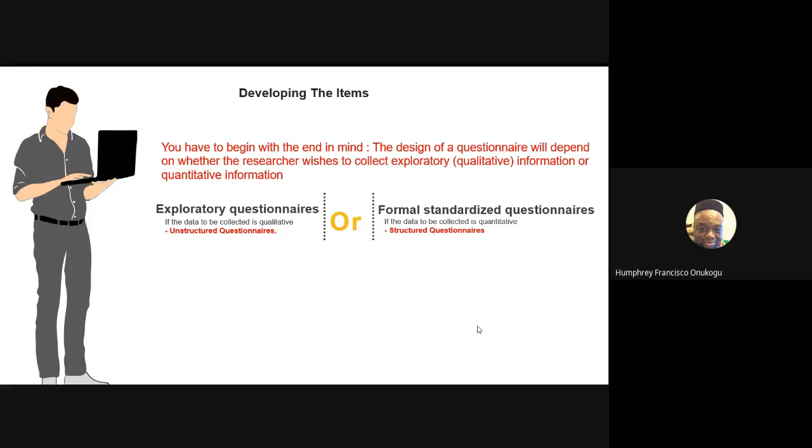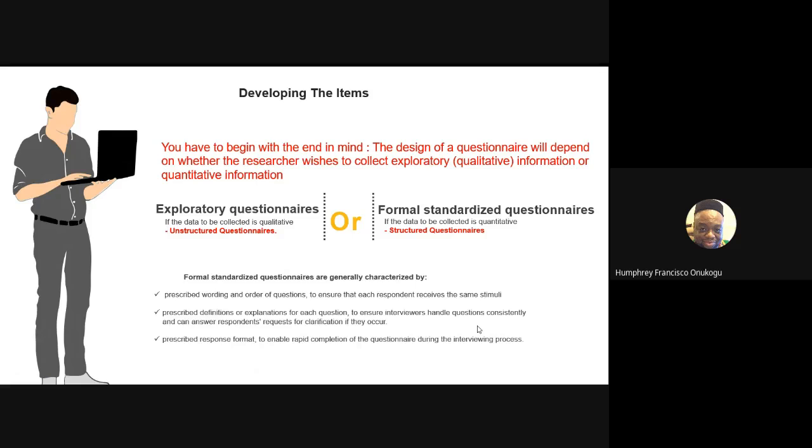So exploratory questionnaires use data to collect qualitative information. It's usually unstructured questionnaire, or the formal standardized questionnaires if the data to be collected is quantitative, usually have structured questionnaires. Formal standardized questionnaires are generally characterized by prescribed wording and order of questions to ensure that each respondent received the same stimuli. Prescribed definition or explanation for each question to ensure interviewers handle questions consistently and can answer respondent requests for clarification if they occur. And finally, prescribed response format to enable rapid completion of questionnaire during the interviewing process.